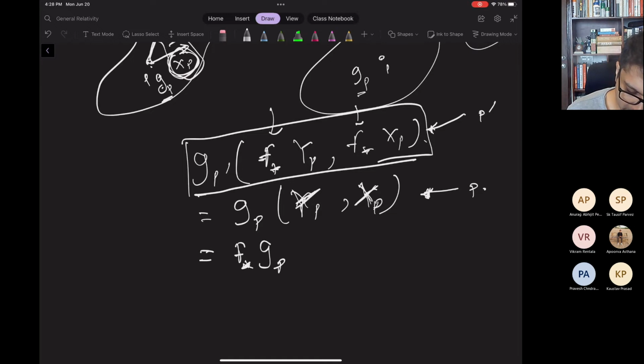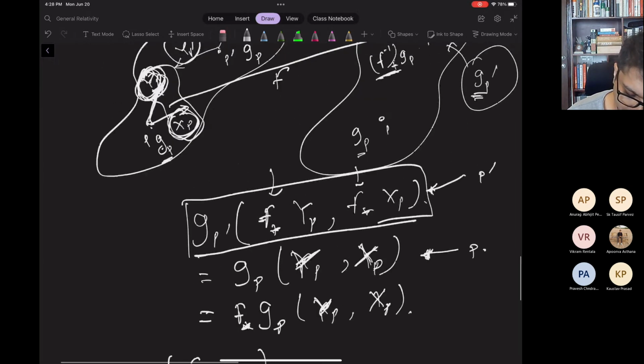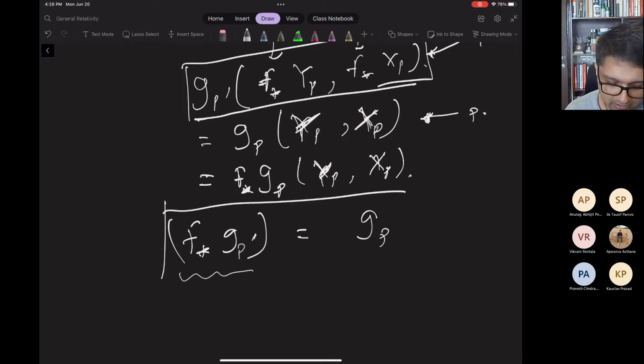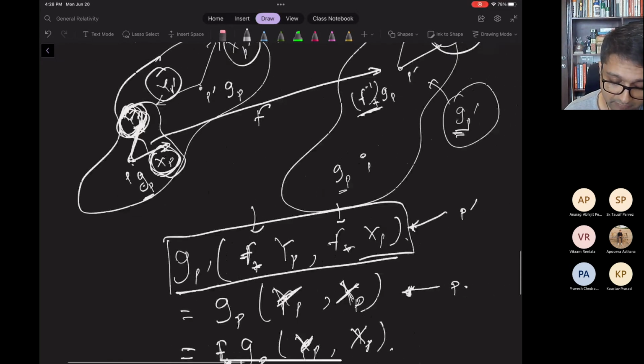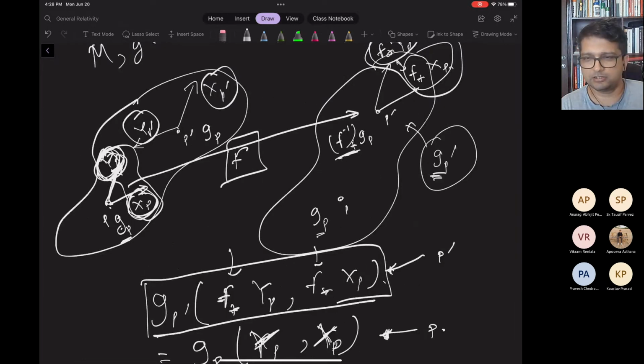So let me pull back the metric on XP, YP. In other words, what we're saying is the pullback of the metric, which is a tensor at, sorry, this is P prime. So I'm pulling back the metric from P prime to get a metric at P. And if this is equal to the original metric at P, and if this is true for all P belonging to the manifold, then I would say that F is an isometry. It's a diffeomorphism which preserves the metric.